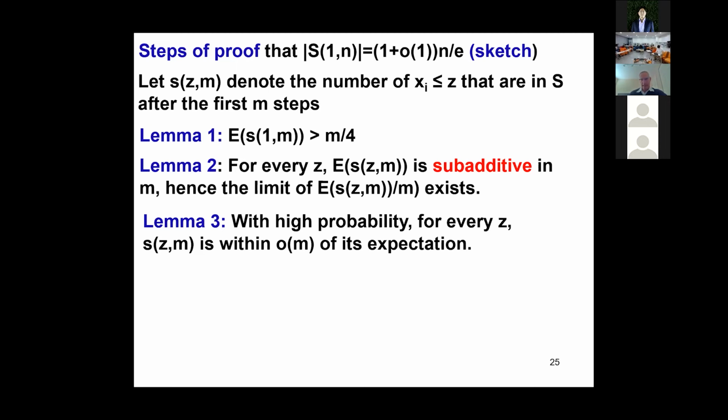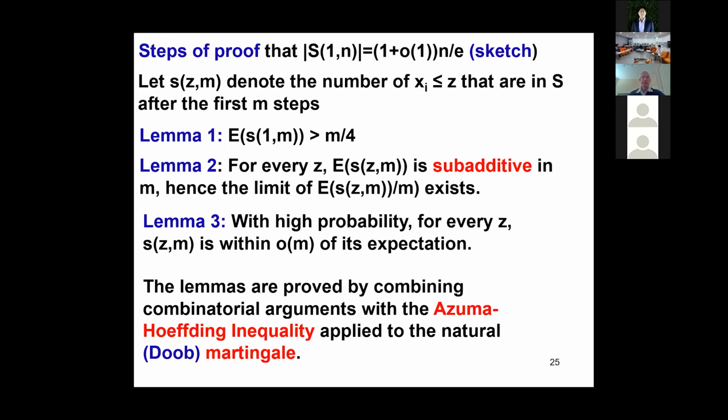And lemma 3 is that with high probability, for every fixed Z, S(Z, M) is concentrated around its expectation. It is within little o of M of its expectation. And I just wrote here that all these lemmas are proved by combining combinatorial arguments with the Azuma-Hoeffding martingale inequality applied to the natural Doob martingale. So there is some nice combinatorial argument here, but basically this is not difficult. So these are 3 lemmas.